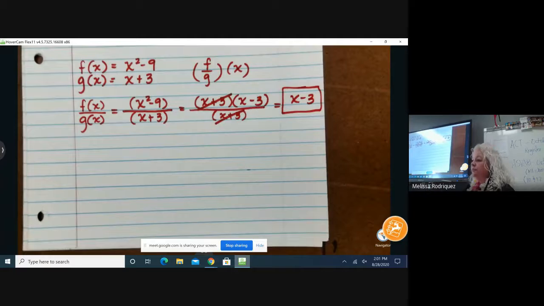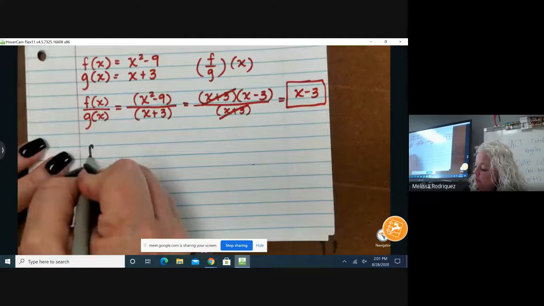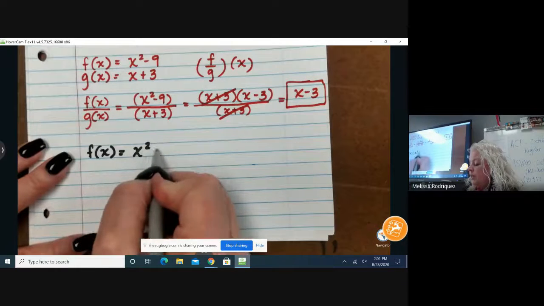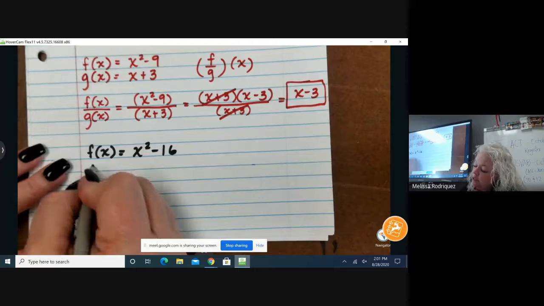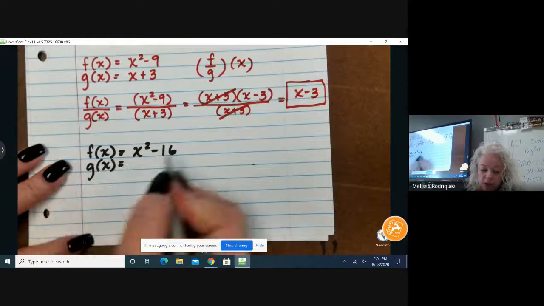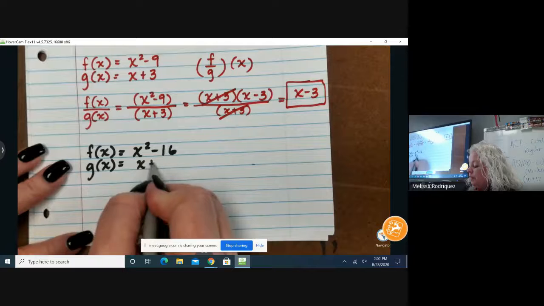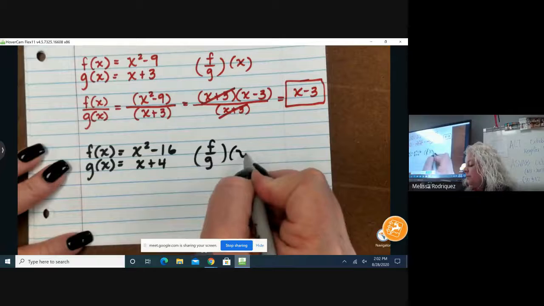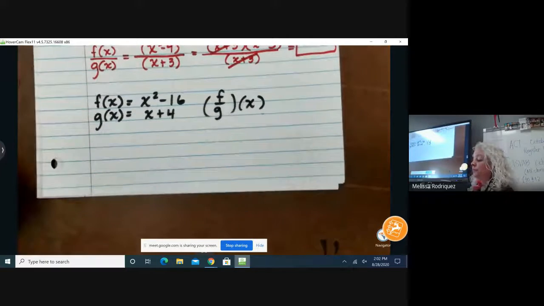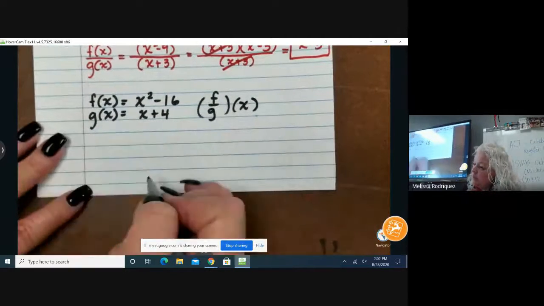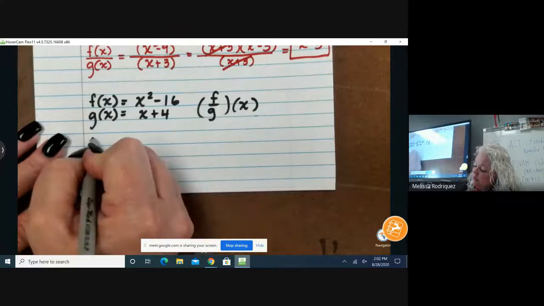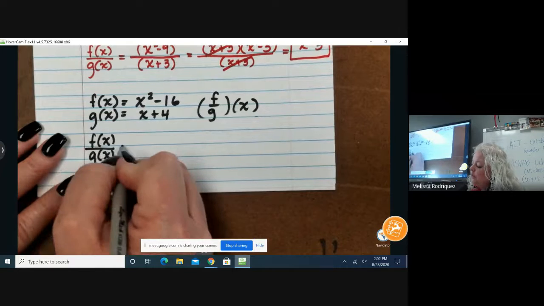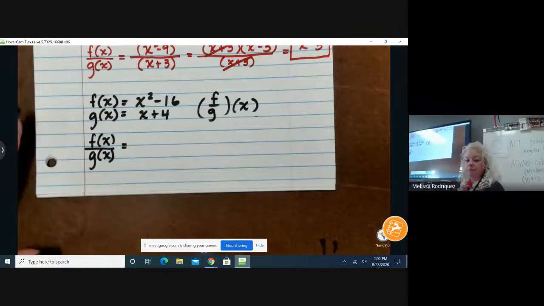How are we doing? Okay, f of x is going to equal x squared minus 16. g of x is going to equal x plus 4. I want you to find f divided by g of x. So that means f of x divided by g of x. Set it up for me.